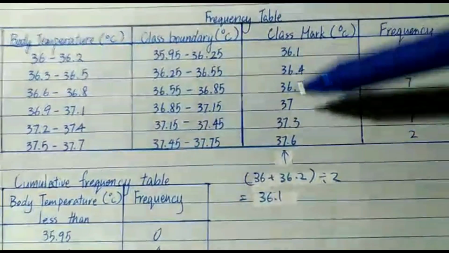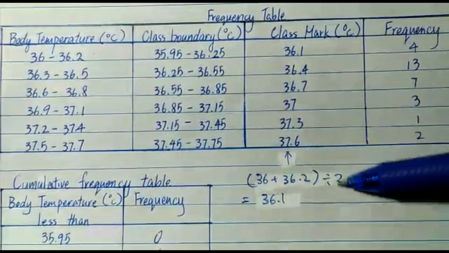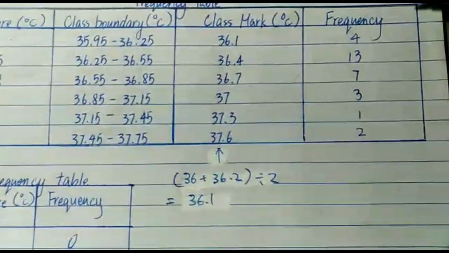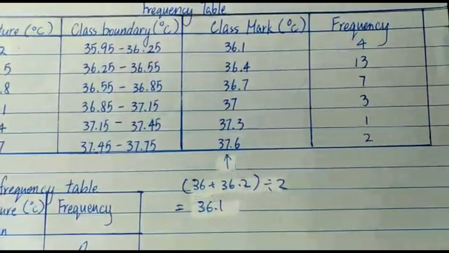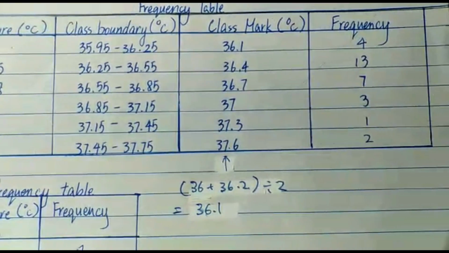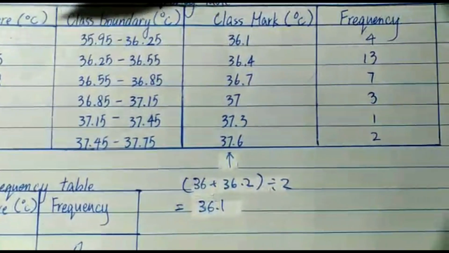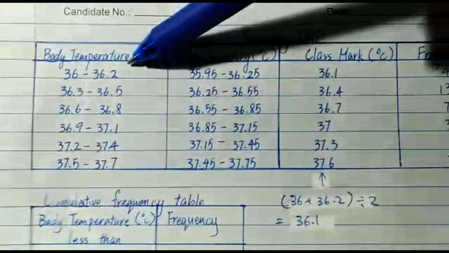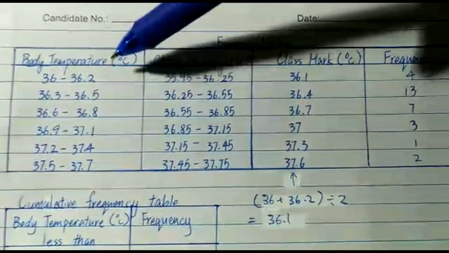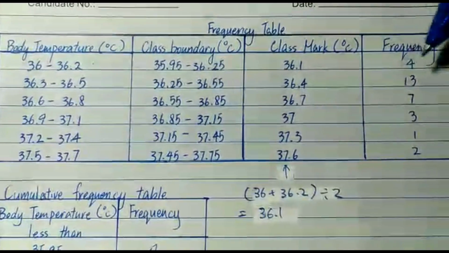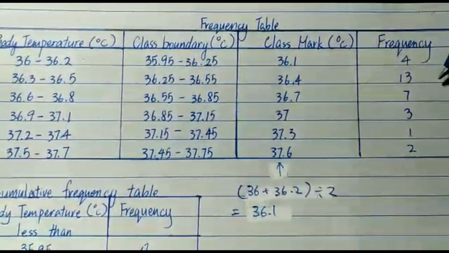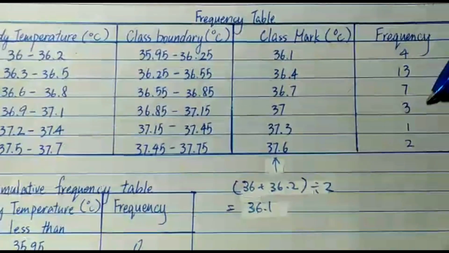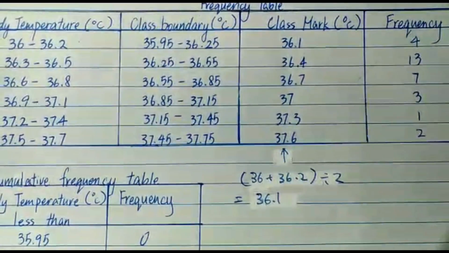And then there is frequency. Frequency is the number of times the values in each class appear. The first class is 36 to 36.2, and these numbers appear in the data we collected 4 times. The next one is 13 times. When you write down all the times the numbers appear in each class, the total should be equal to the number of people that we interviewed, which is 30.